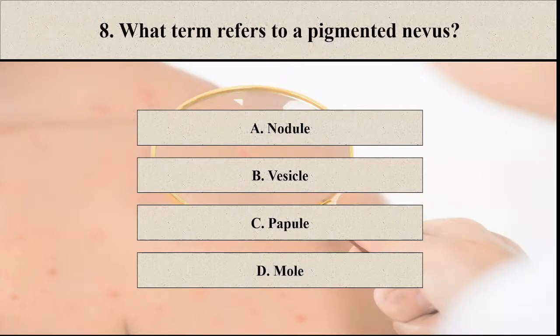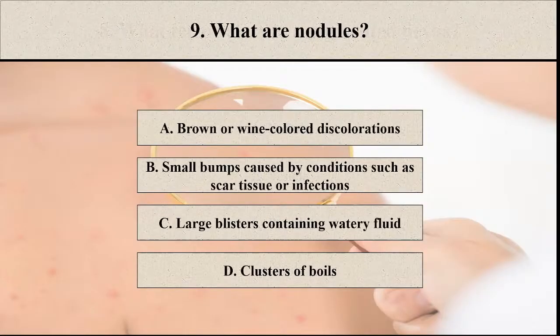What term refers to a pigmented nevus? Is it nodule, vesicle, papule, mole? If you chose D, mole, you are correct.